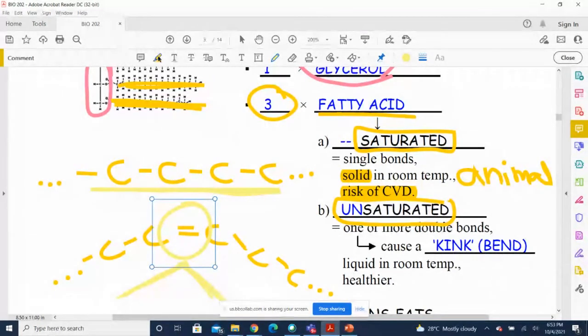These are typically liquid at room temperature. They are usually of plant origin as fats, and are considered a healthier option than the saturated fats that we just discussed.